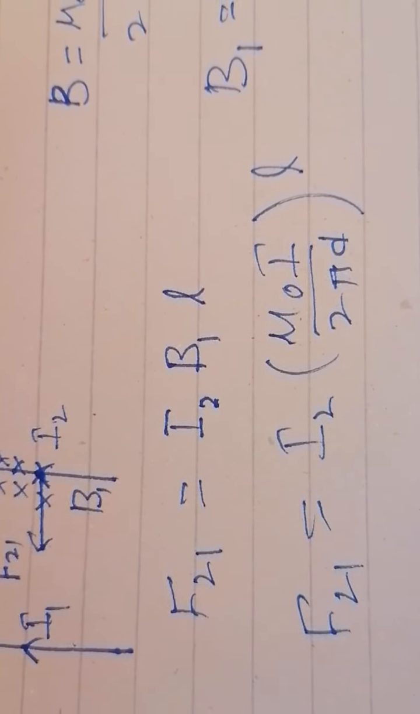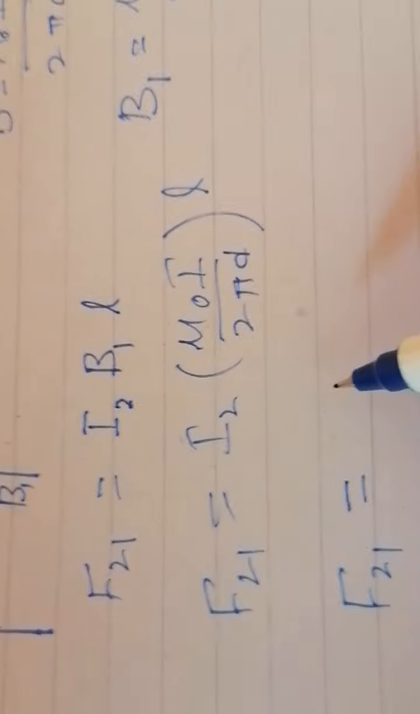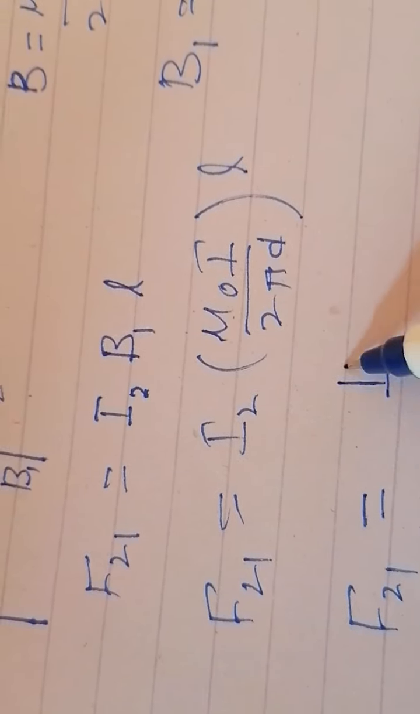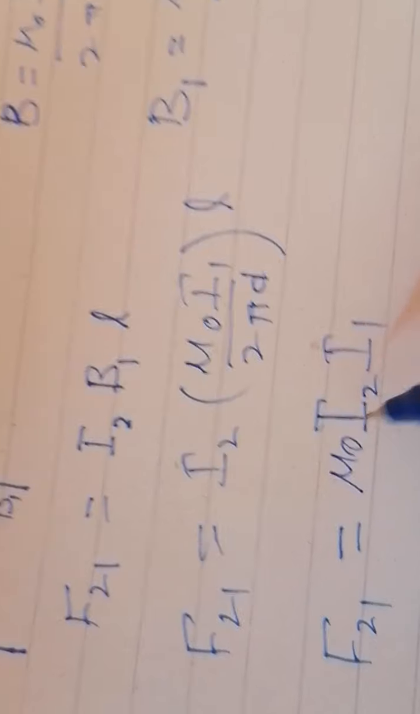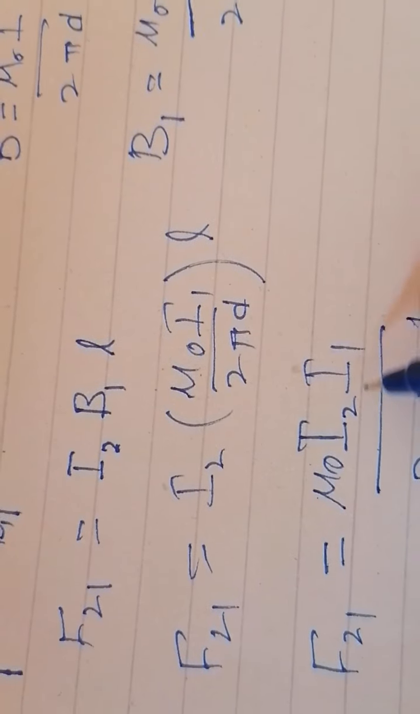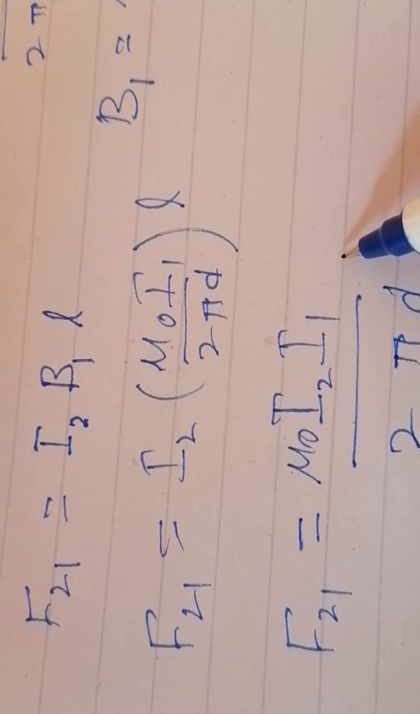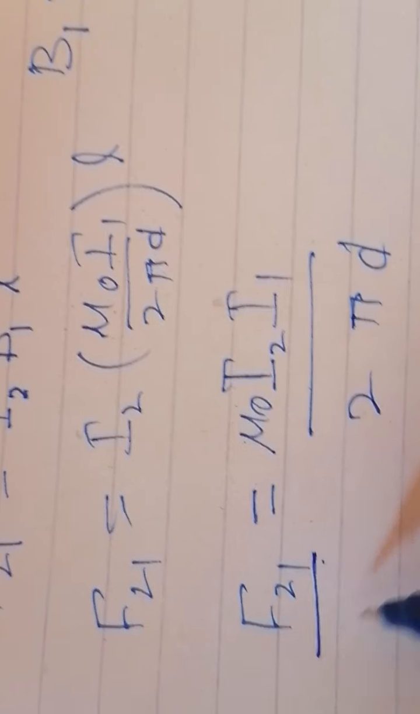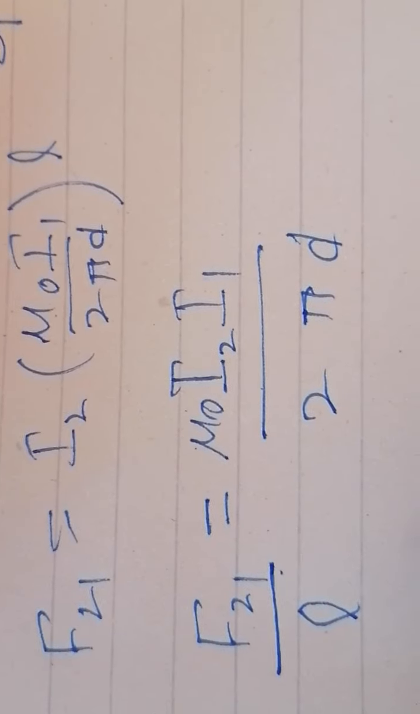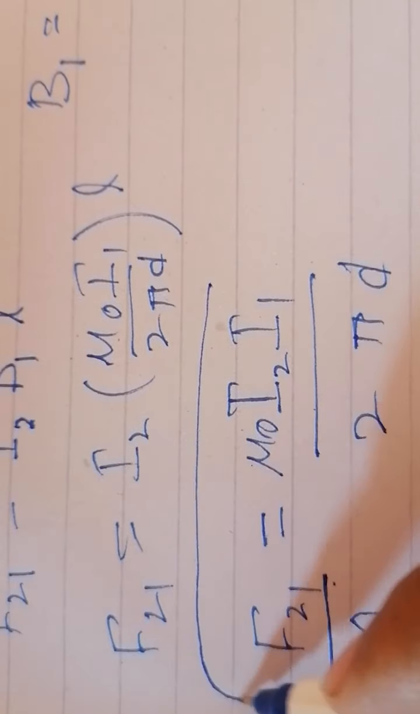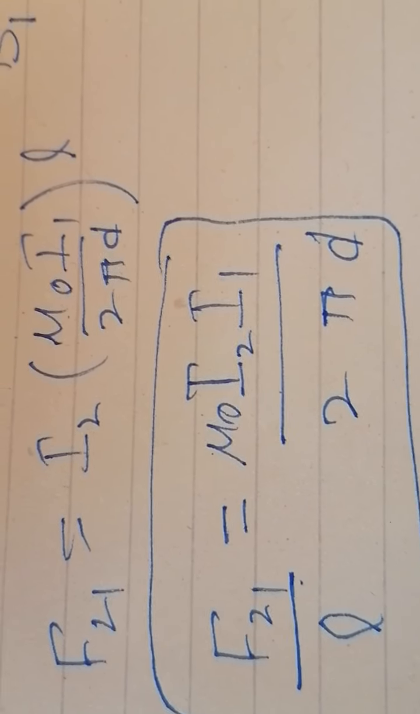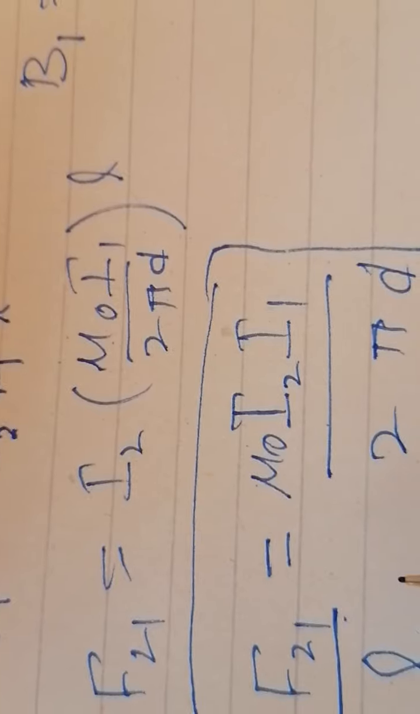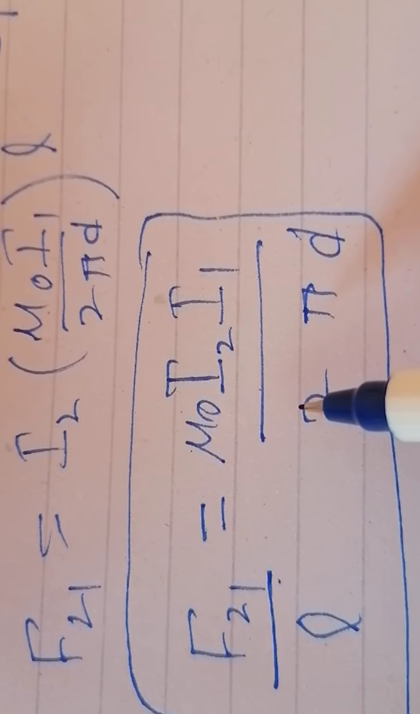So this will be F21 equal to I2, here I1, so mu naught over 2 pi D. And if we take this term to the left side, then this will become L. So force per unit length will be given by this expression mathematically. And if we consider the force on the first wire, the expression will be the same.